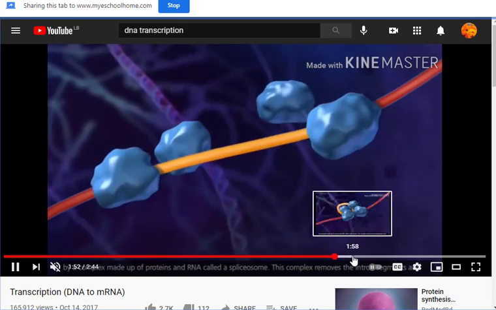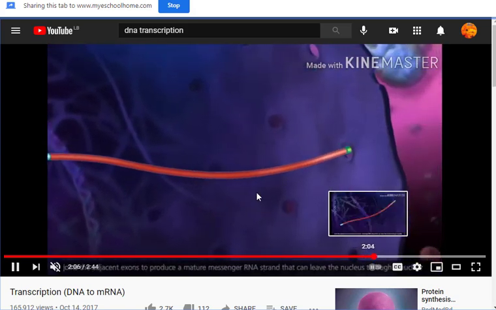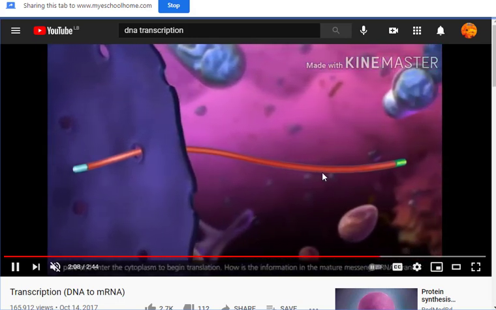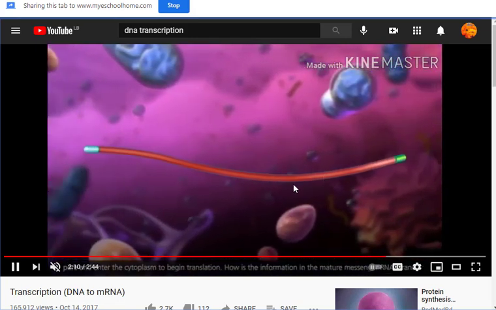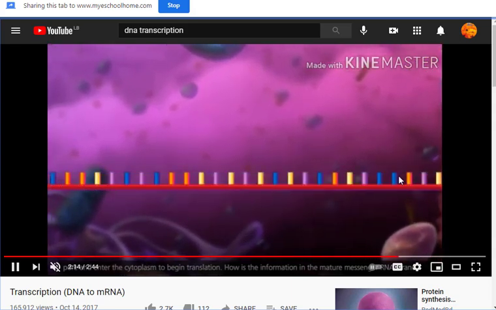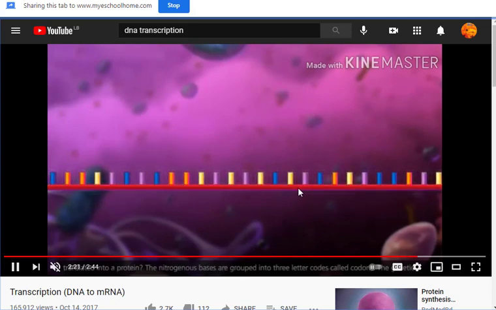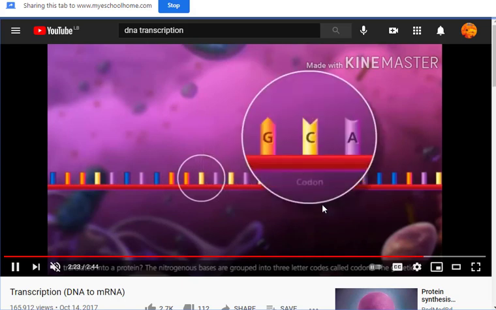Okay, I want to forward it a little. So this is the messenger RNA now leaving the nucleus to the cytoplasm in order to be used to build the proteins, and it has a sequence of bases. Those are the copy of the template or transcribed strand.